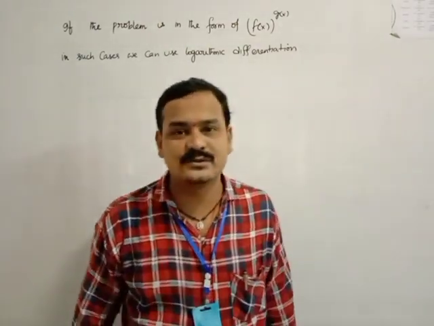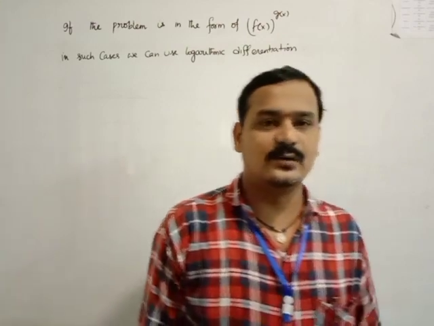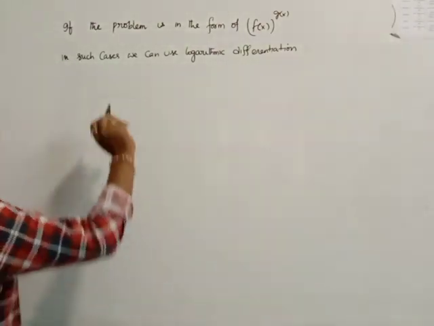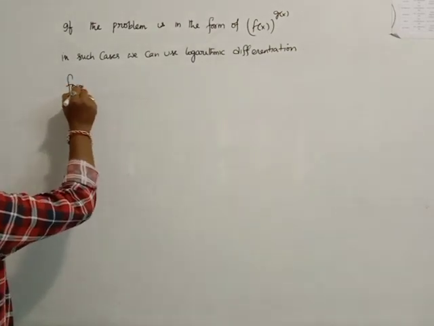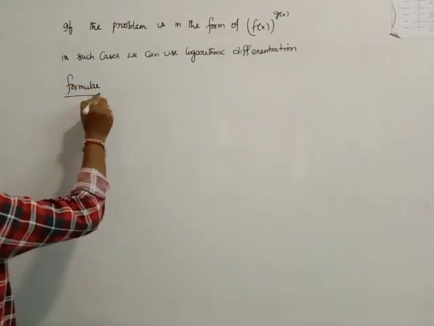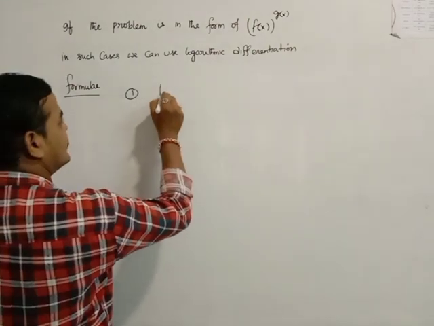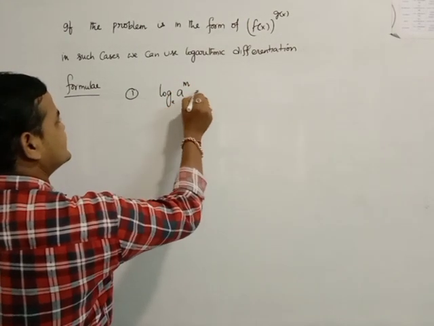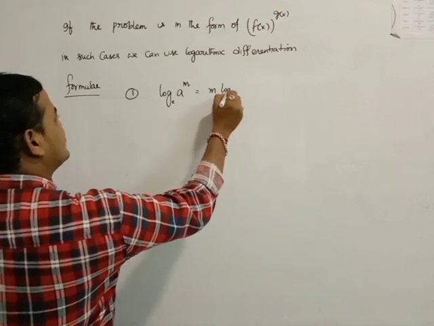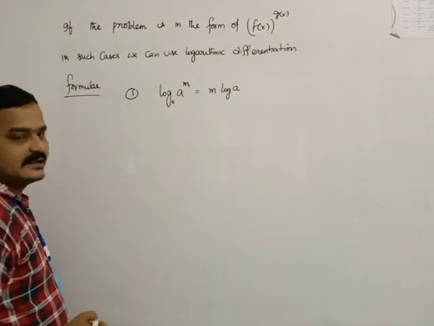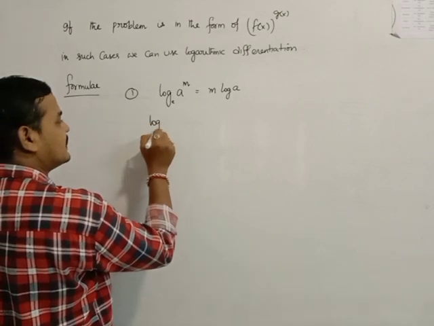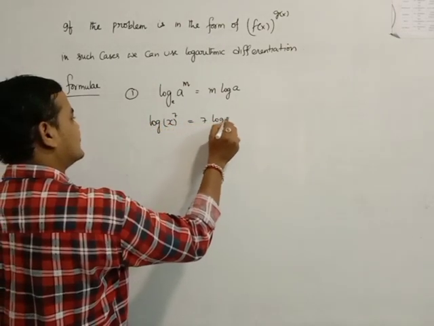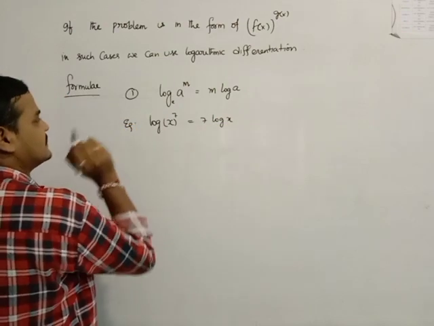Before going to the logarithmic differentiation, we just recall some formulas related to the logarithm. What are the formulas? The first one is log of a to the power of m, for any base, is equal to m log a, the power coming to the outside. That means log of x to the power of 7 can be written as 7 times log x. This is one example.